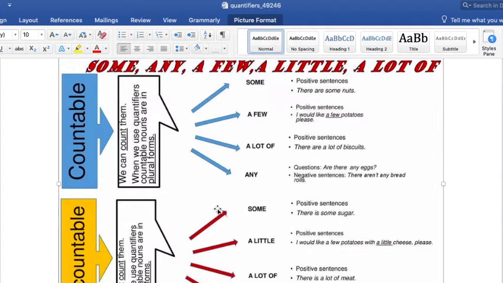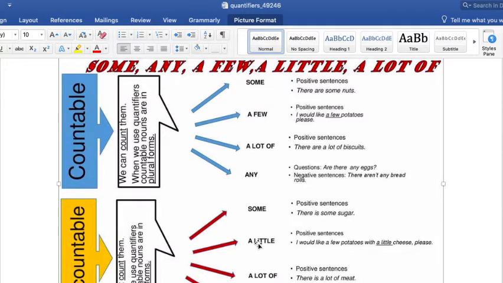Now moving to the uncountable part, some is also used with uncountable. There are some sugar, and pay attention, no S here. Hay un poco de, aquí varía, here the meaning changes. Un poco de, acá es algunas o algunos.